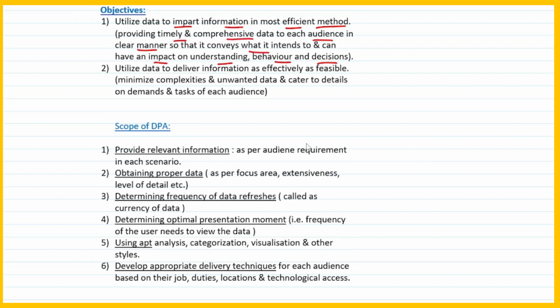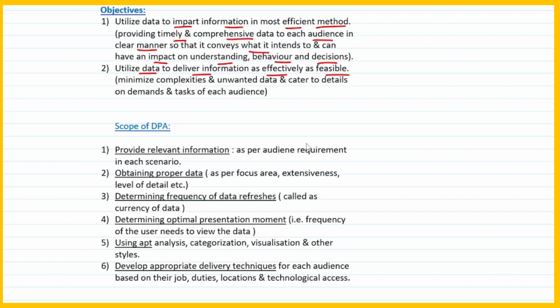Then the second thing that it does is utilize data to deliver information as effectively as possible, right? First of all, it utilizes data to impart information in the most efficient method. Second thing is it basically utilizes whatever data has been collected for delivering information as effectively as feasible or possible. Either way you can mention that. Minimize complexities and unwanted data and cater to details on demand and tasks of each audience.